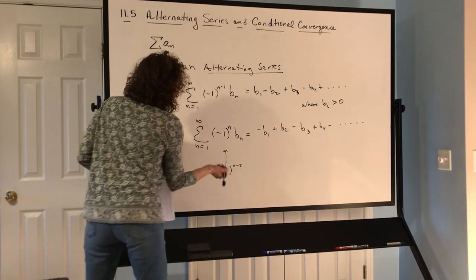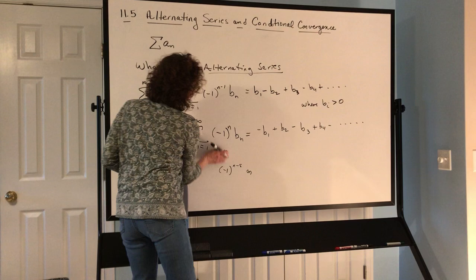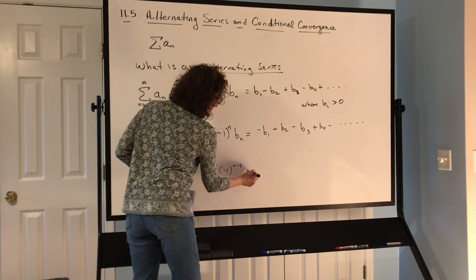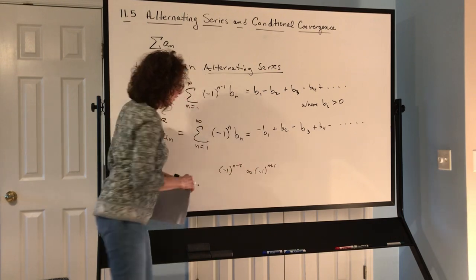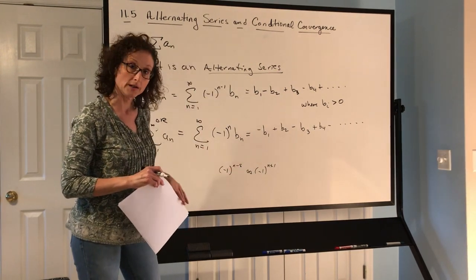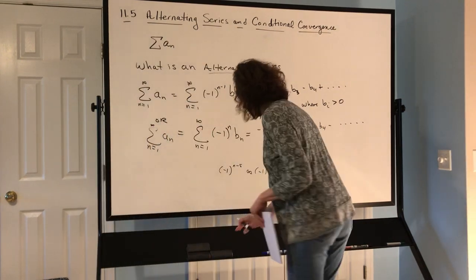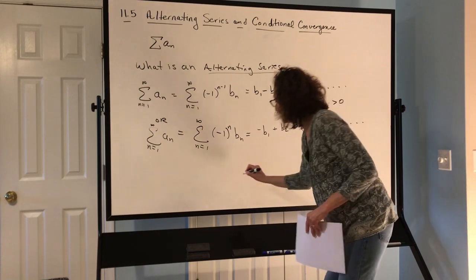It could be minus 1 to the n plus 1, right? Okay, it doesn't matter. So that would be this case up here, right? It doesn't really matter as long as we have an alternation every time n changes sign. Does that make sense? Okay. What about this? Would this alternate?